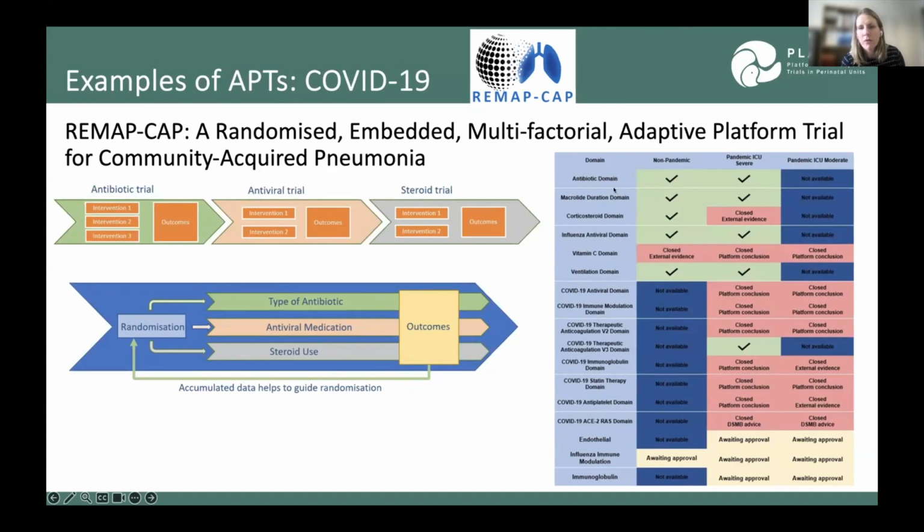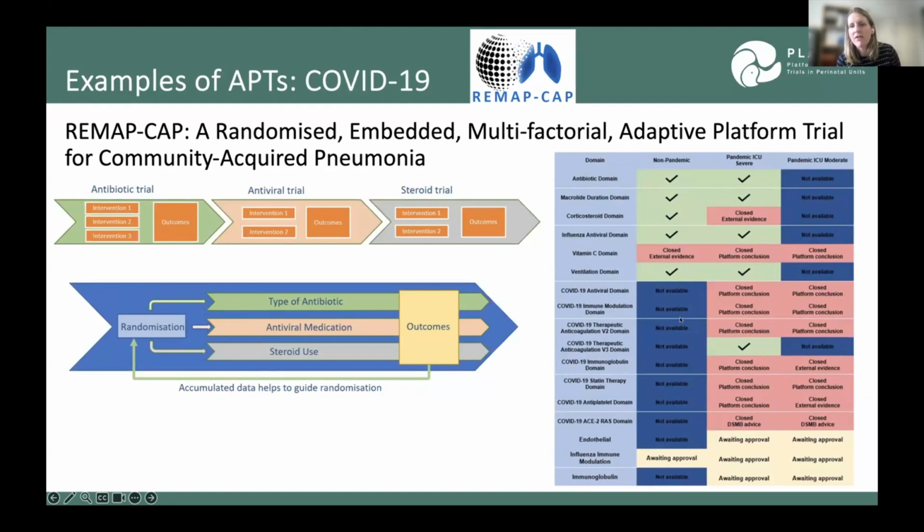And so this is a picture of where they're up to. So REMAP-CAP has now, I think, got over 17 domains, and a domain is a bit like that individual research question or individual trial that sits within the platform. So for example, within the antibiotic domain, you may have multiple different antibiotics that you're looking at, but your question is which antibiotic is best for treating pandemic COVID-acquired pneumonia, or non-pandemic if it's influenza or another bacterial infection. And so the green is those that are still ongoing. The red are where they've got the answer and don't need to recruit to it anymore.